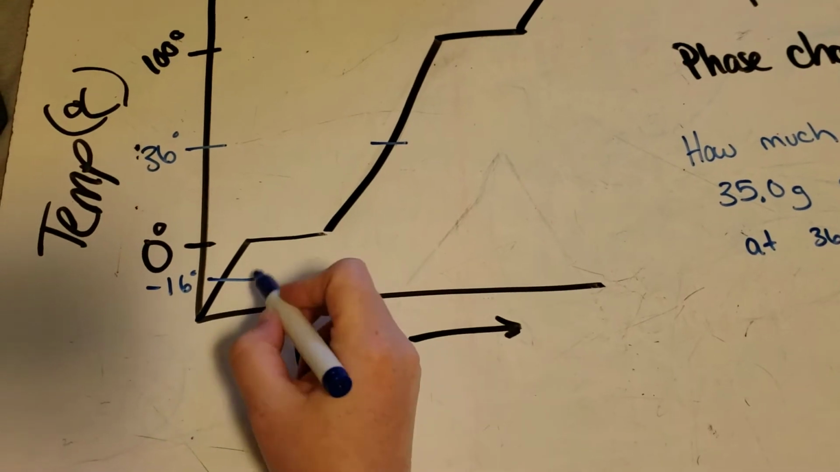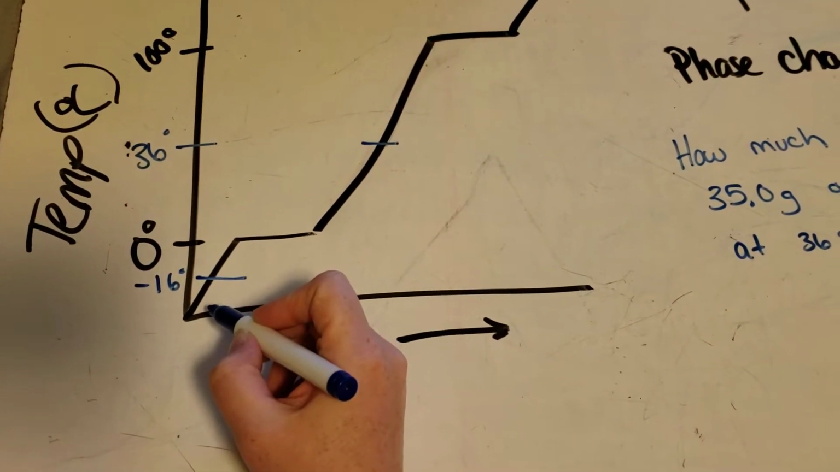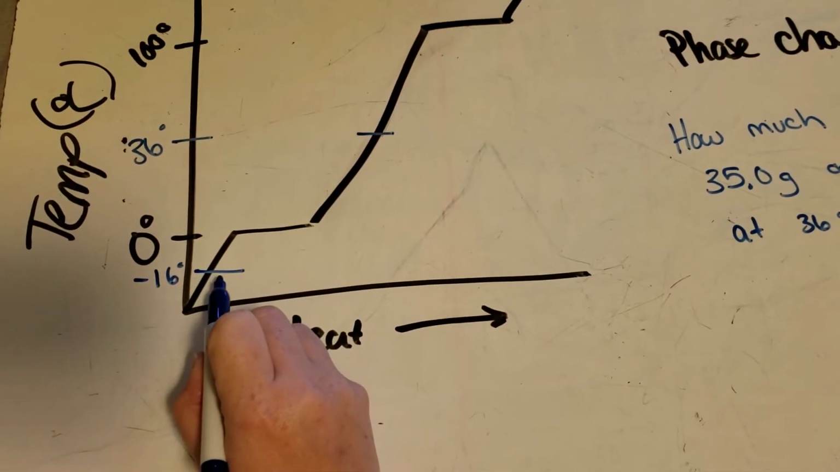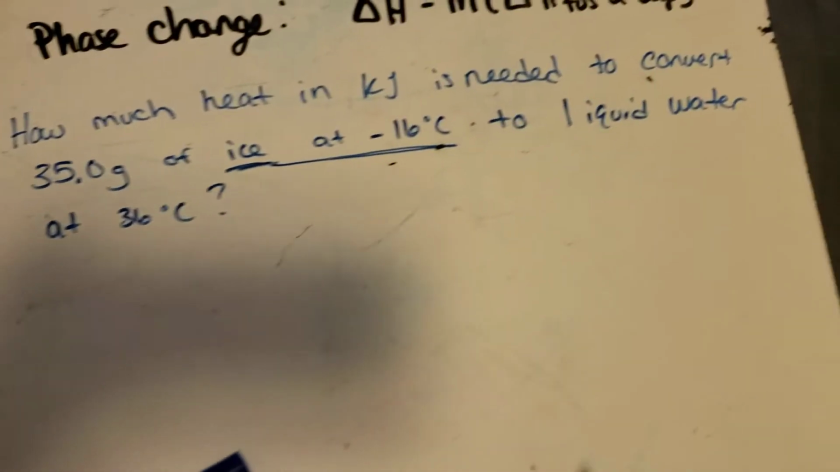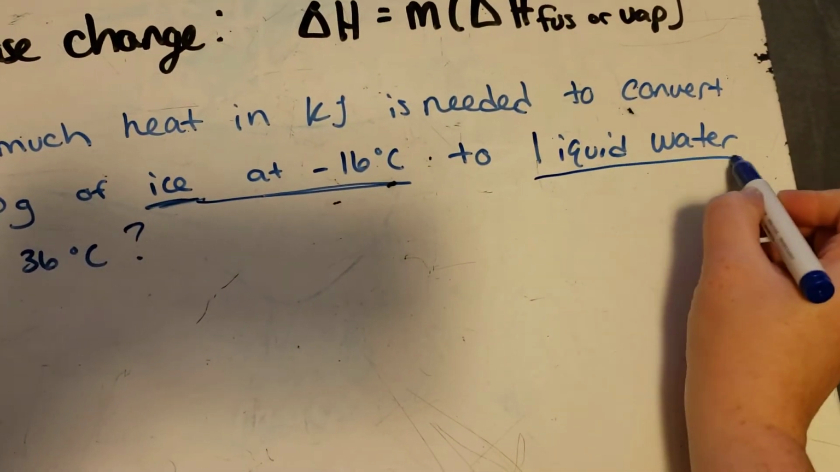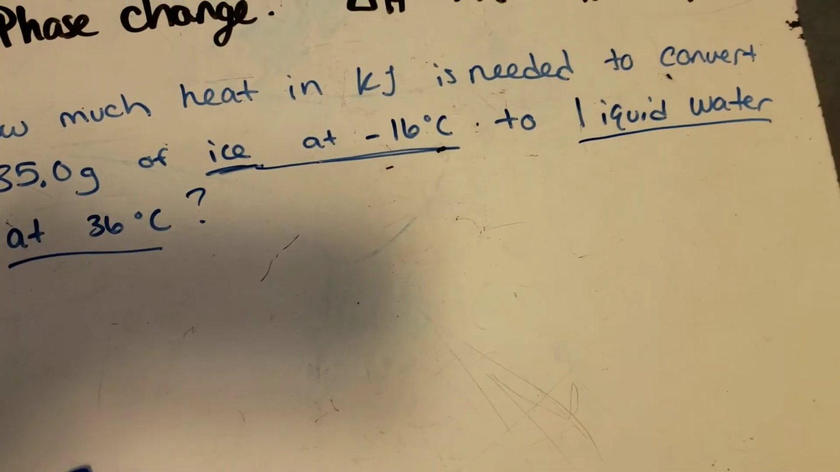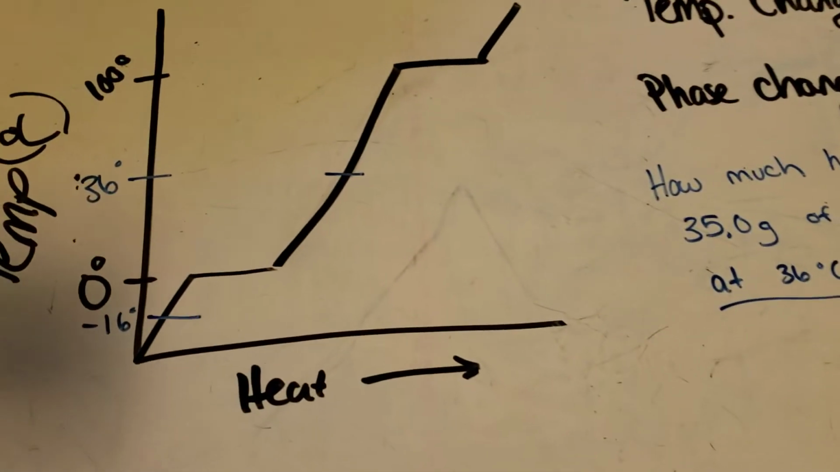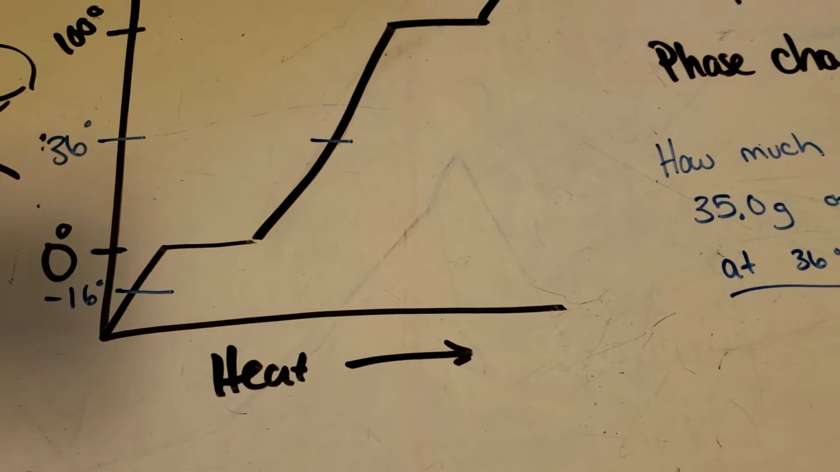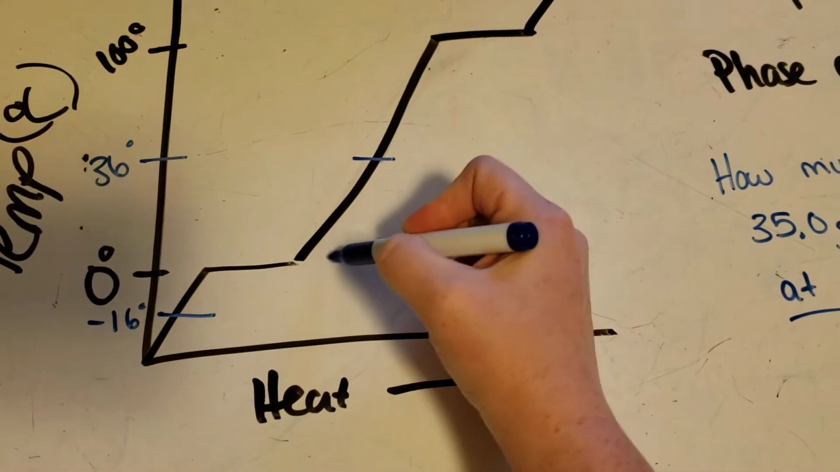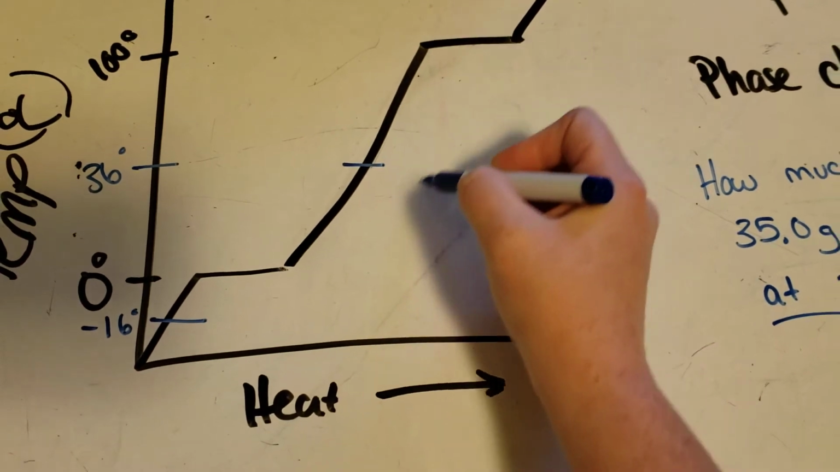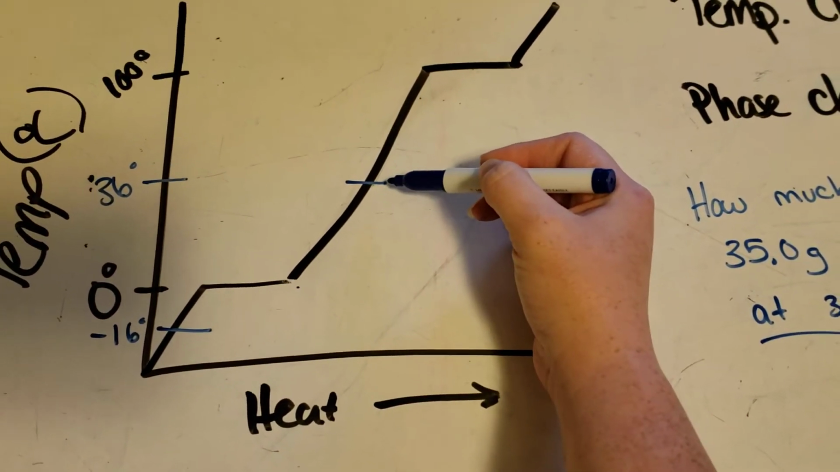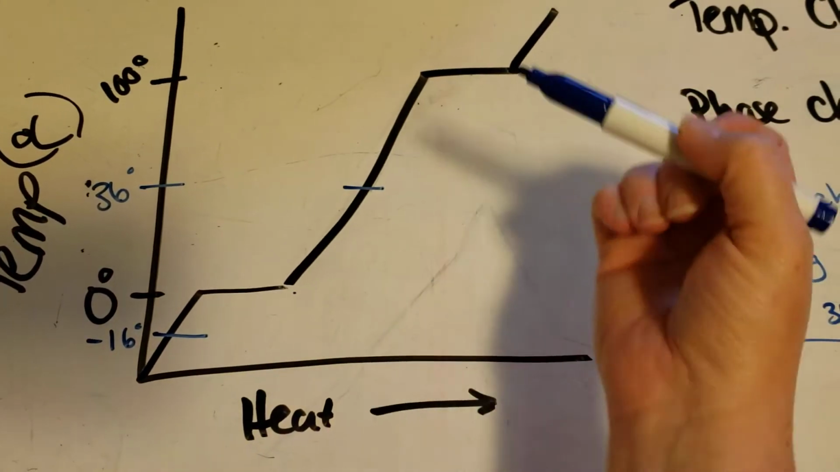So here's where my solid is. We know for H2O our solid is 0 and below. So here's where I'm starting, with negative 16 degrees Celsius. And then we are ending at liquid water at 36 degrees. So if we're ending at liquid water at 36 degrees, that means on my graph, this is where water, H2O, is liquid, from 0 degrees to 100 degrees Celsius. And I just drew a mark in the middle somewhere to represent our 36.